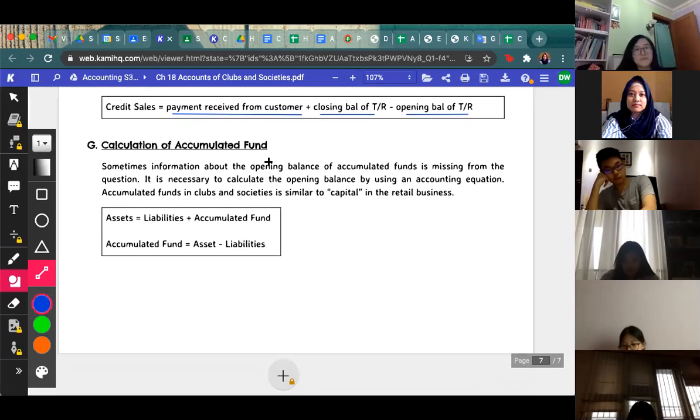Now continue to accumulated fund. Sometimes information about the opening balance of accumulated fund is also missing. It is necessary to calculate the opening balance by using the accounting equation. Remember before in incomplete records, if you have a missing capital, you will calculate that using the accounting equation. Now, since we are in clubs and societies, it is now assets equal to liabilities, but not plus capital, but plus accumulated fund. How to find accumulated fund is by deducting liabilities from assets.